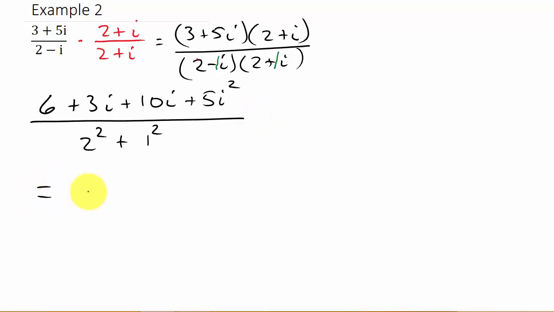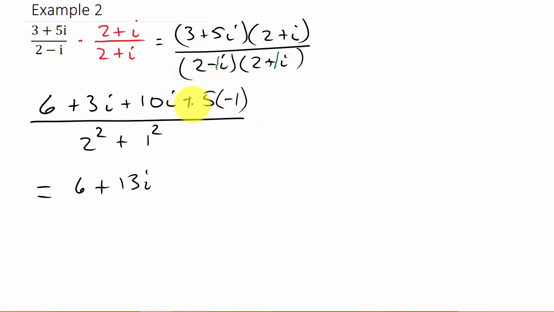All right, so this gives us 6 plus, combine these like terms here, 13i. Now look at this, i squared is negative 1. Remember, i squared is negative 1, so that's negative 1.